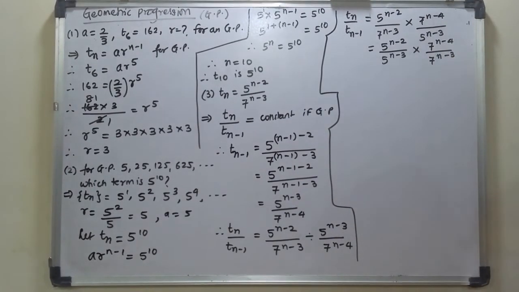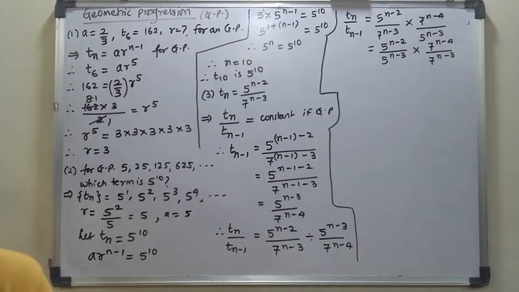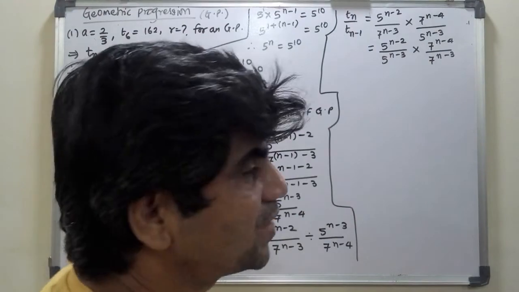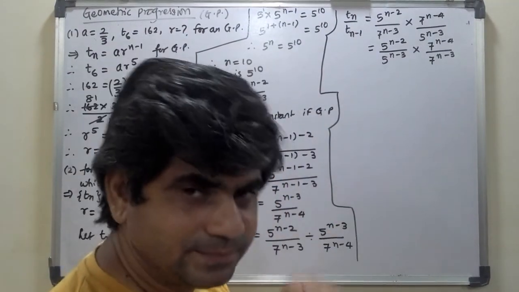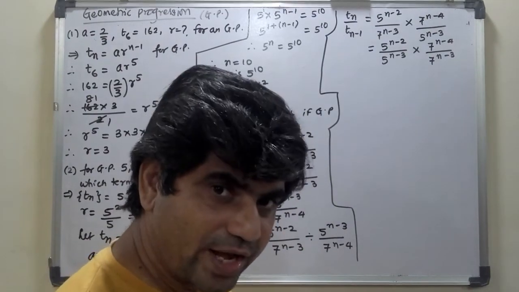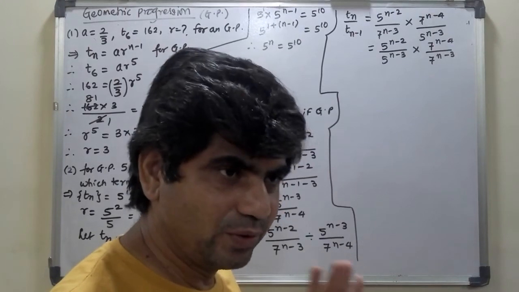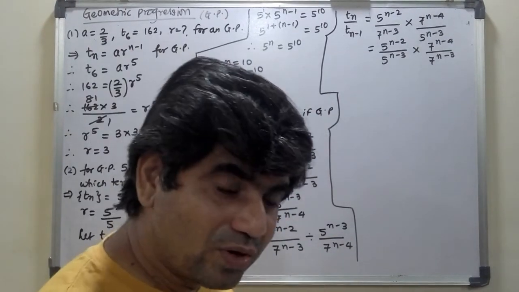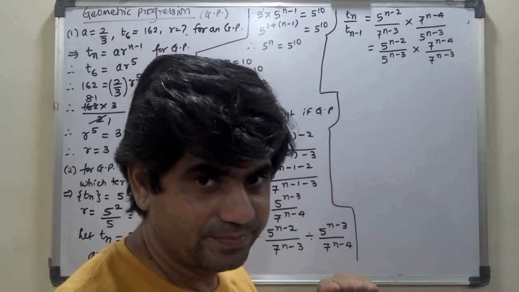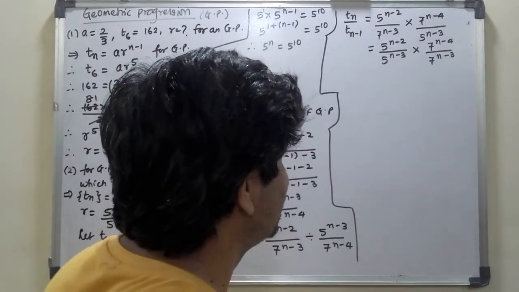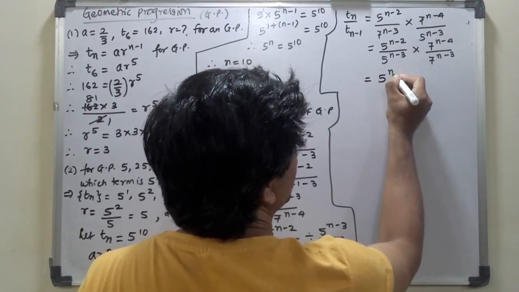Now let us recollect the indices rules. Can you? Yes, we can. What are those rules? a raised to m into a raised to n is a raised to m plus n. Agreed? And what about a raised to m upon a raised to n? That is a raised to m minus n. So here the base is the same, so this will be 5 raised to n minus 2 minus n minus 3.